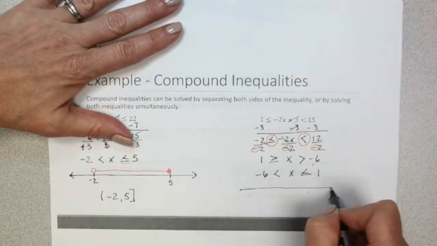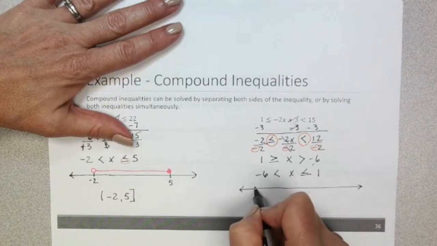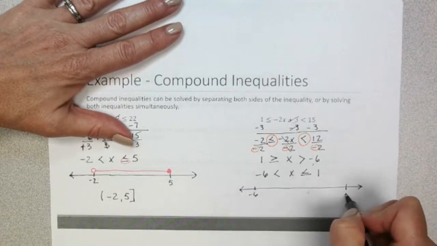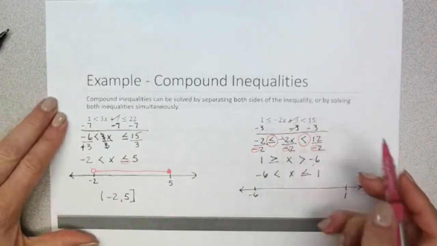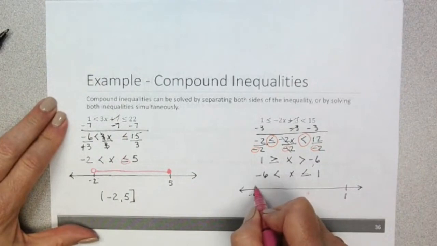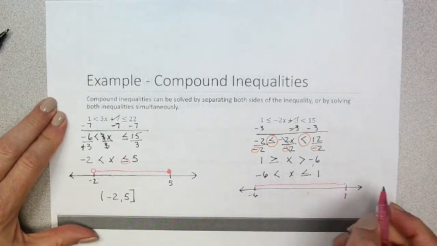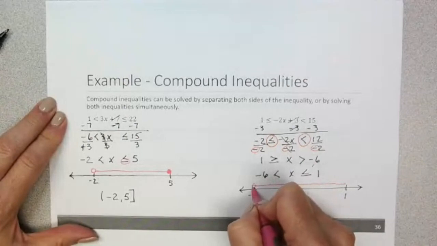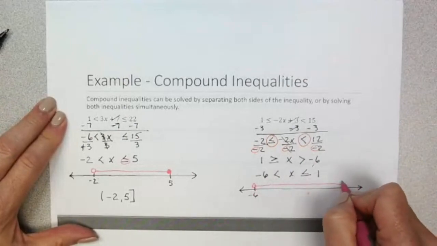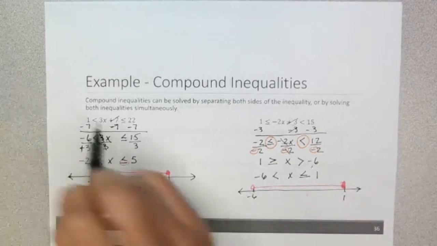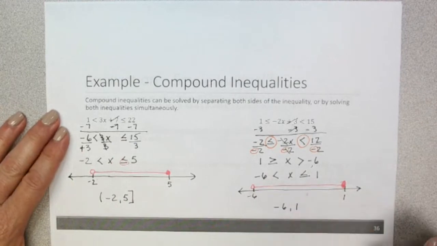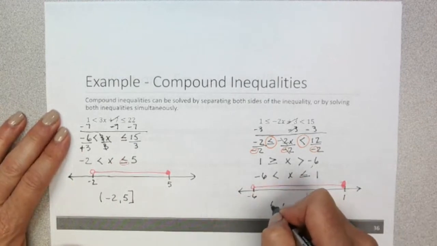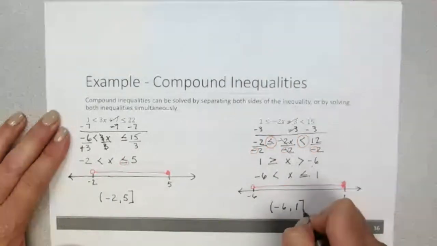Let's graph that. -6 is there and 1 is there. The values that x can take on to make this inequality true are everything in between -6 and 1. We want an open interval at the -6, a closed interval at the 1. Oops. Closed in circle there. Okay, and in interval notation, -6 to +1, those are our solutions. Open at -6, closed at 1.